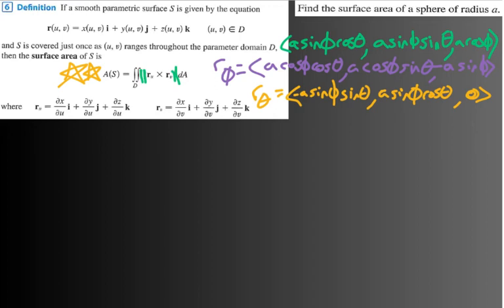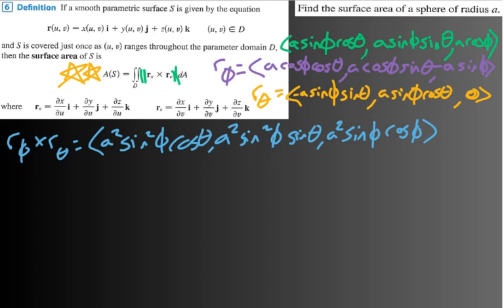So I'm going to start by doing the magnitude of the cross product. So we're going to start off and just do R of phi crossed with R of theta. So we get that if you just do out the cross product. And then we need to do the magnitude of it, right?